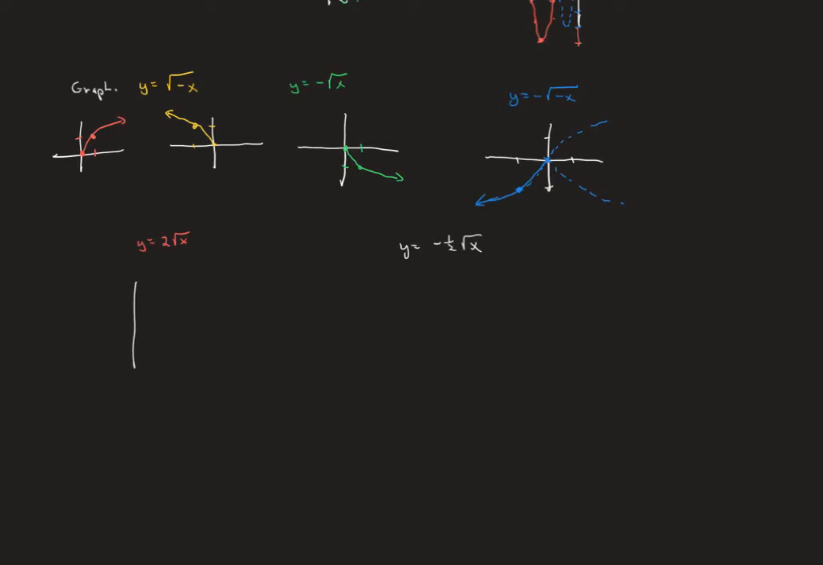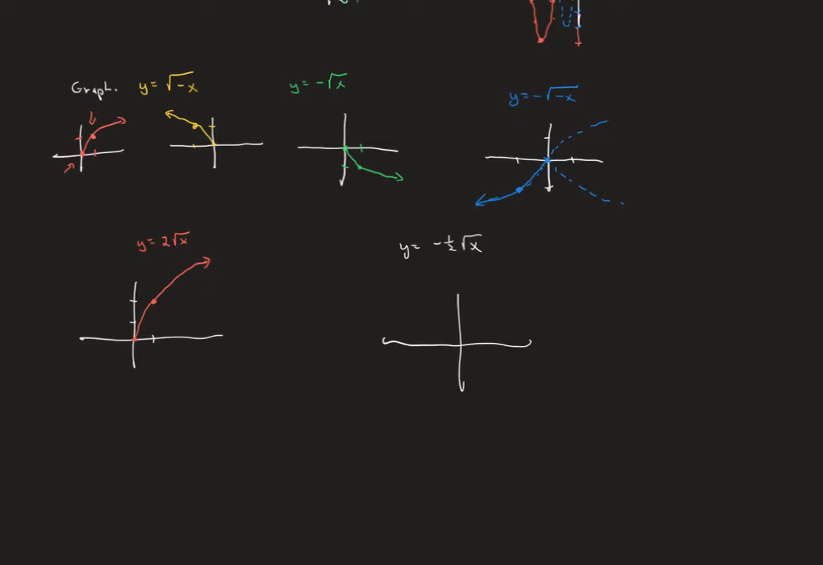Our 2 square root of x we've seen is going to be a vertical stretch. So on the original, we went through the point 0, 0 and 1, 1. And so we'll still go through 0, 0, but now the y value is going to get multiplied by 2. So it's going to be a wider opening top half of a sideways parabola.